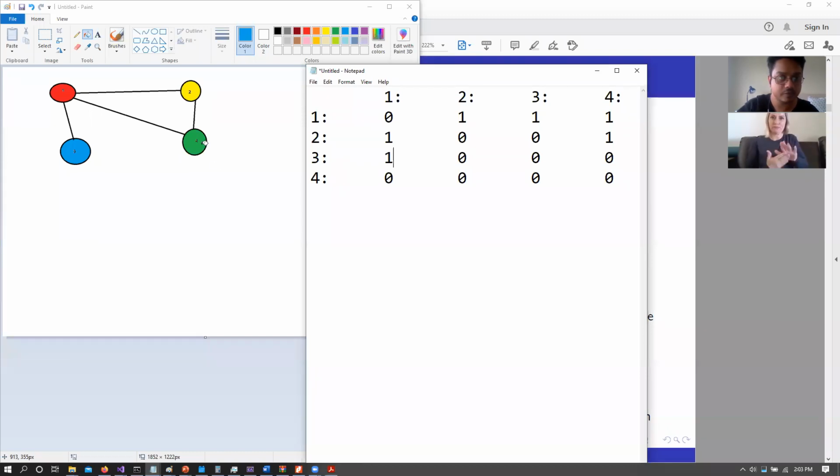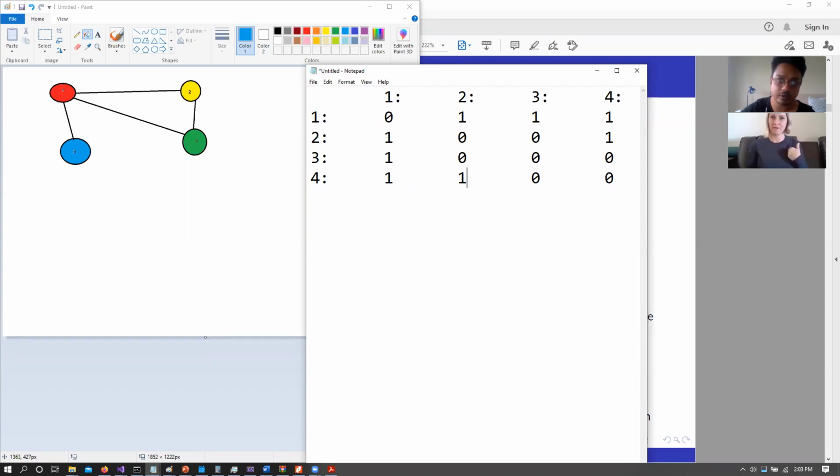And finally for number 4, we see it is connected to 1 and 2. So for number 4, we would also have a connection for the vertices 1 and 2. So this would be the corresponding adjacency matrix for this particular graph that we have here.